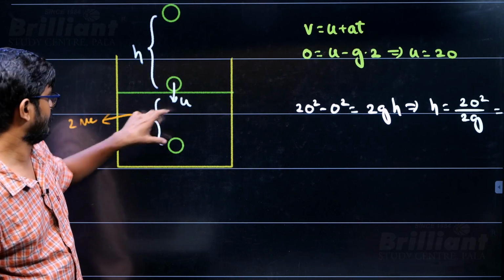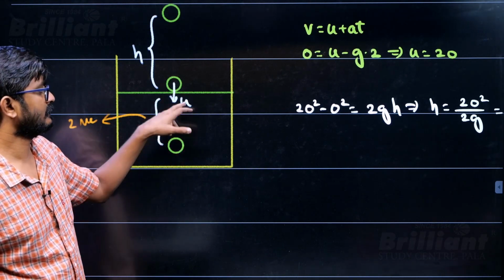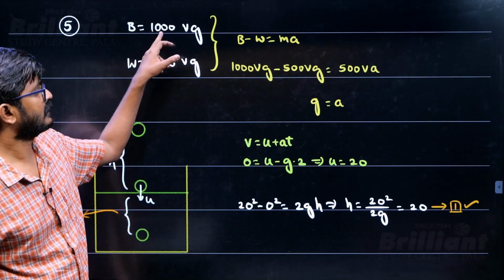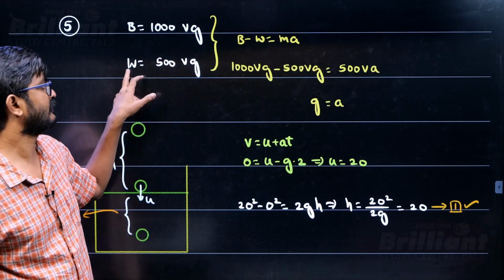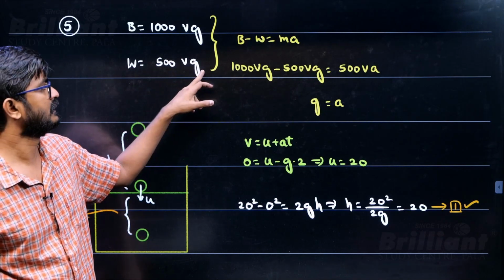The time taken from here to here is 2 seconds. Now why is it reducing? Because there will be deceleration here. We will see why. Buoyancy will be the density of the liquid times the volume submerged times g. The weight of the body is the density of the body times volume times g. Now which is more?